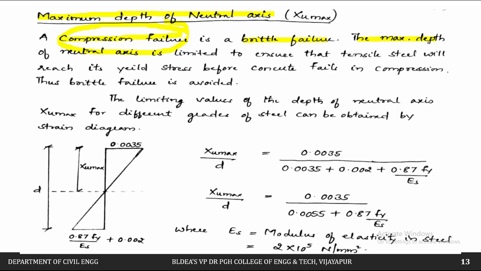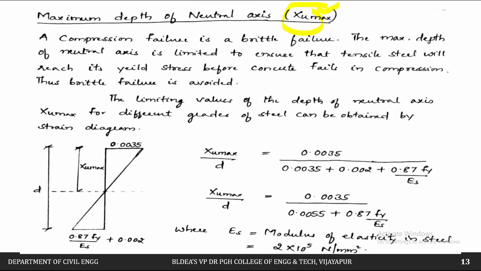So what we are going to do is restrict the depth of the neutral axis. If we restrict the depth of the neutral axis, then before the concrete reaches its ultimate strain, our steel has to reach its maximum yield stress. That means before the concrete fails, our steel has to fail first. So how are we going to restrict the section? Based on the maximum depth of the neutral axis, based on this value. If we restrict this xu max, then our failure will not be a brittle failure, our failure will be like a tensile failure.